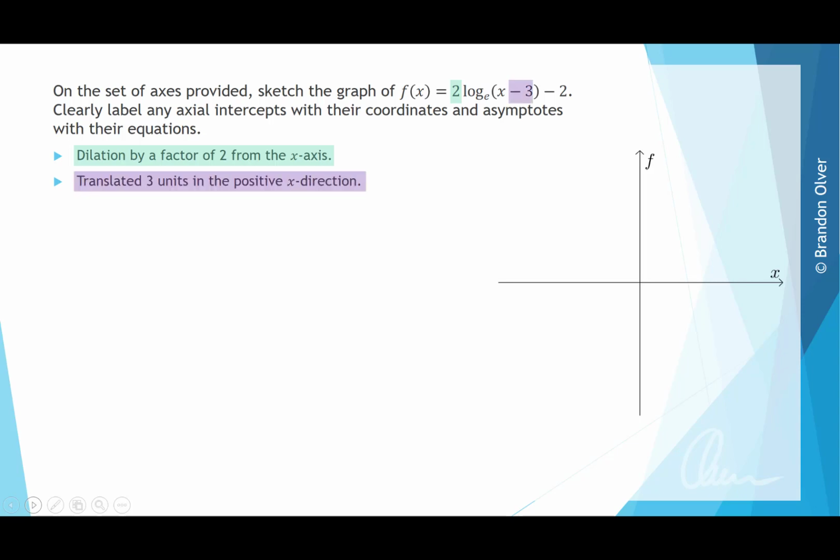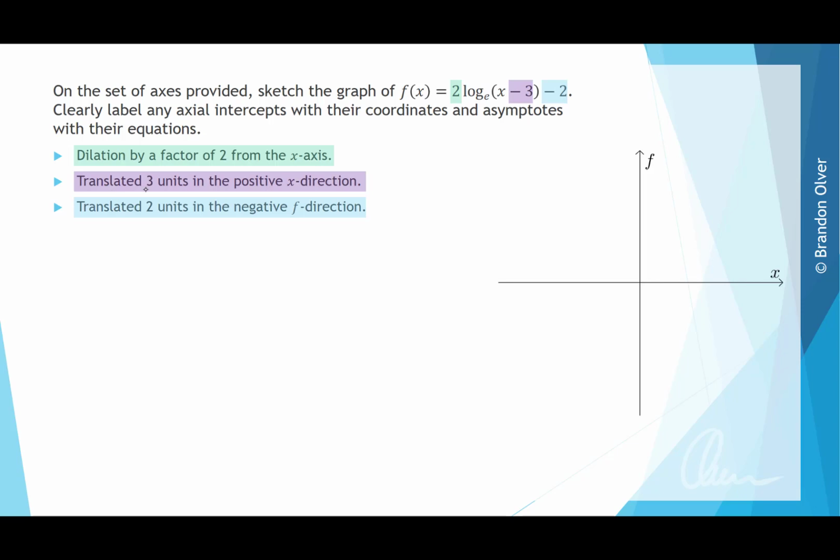Next, the graph would have been translated 3 units in the positive x direction due to the x minus 3 inside the log. And finally, it would have been translated 2 units in the negative f direction, or y direction, because of the negative 2 at the end of the equation.